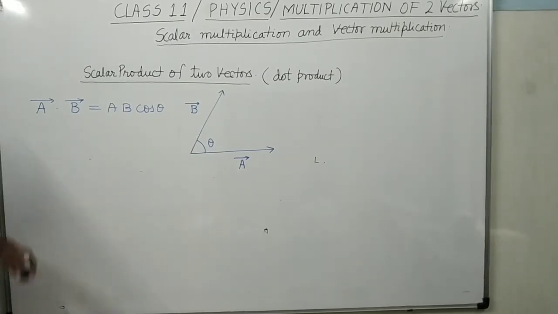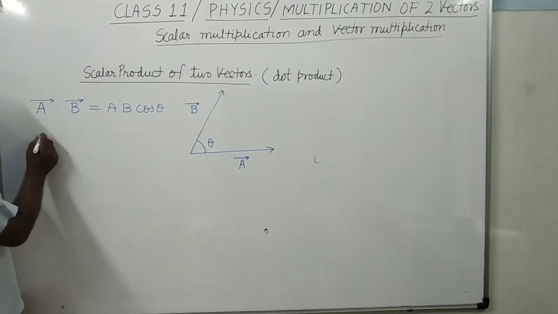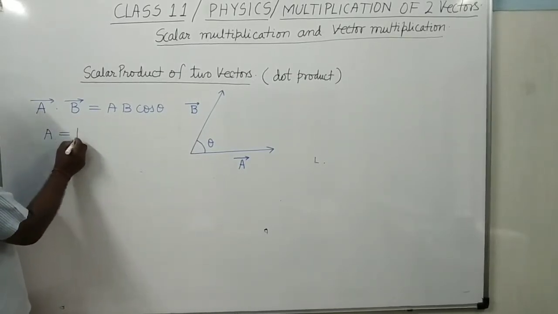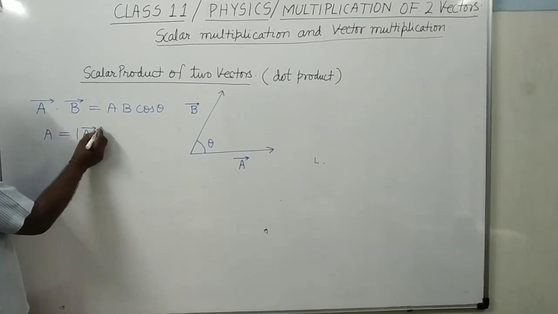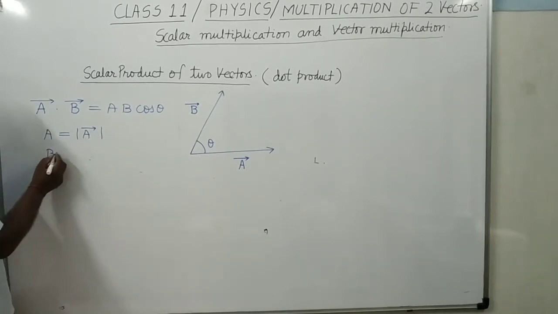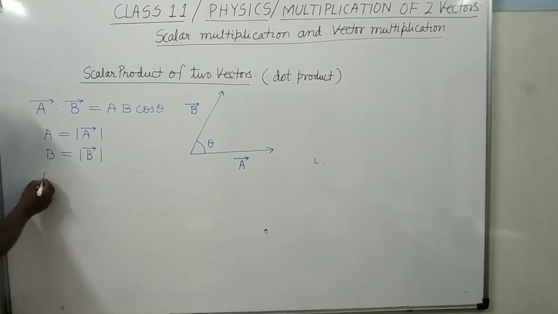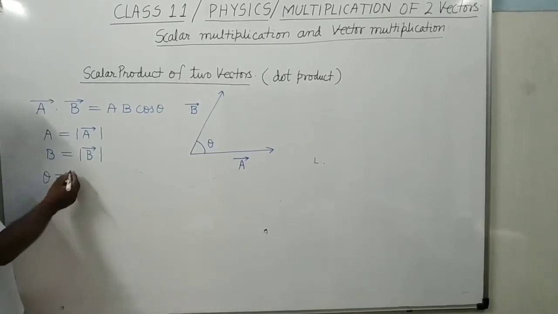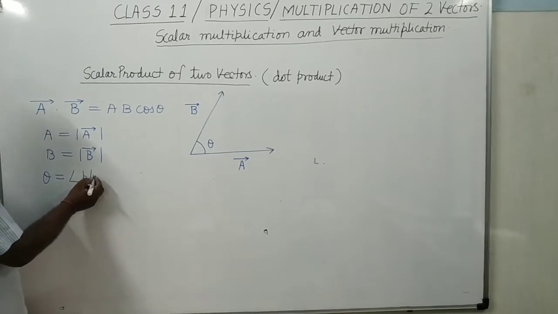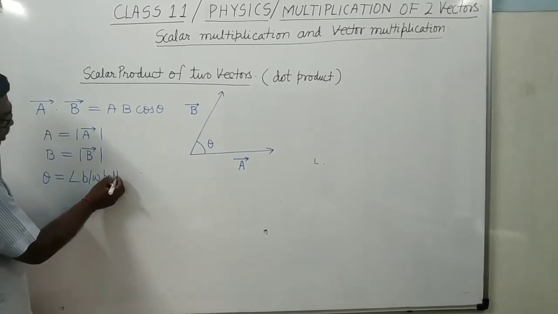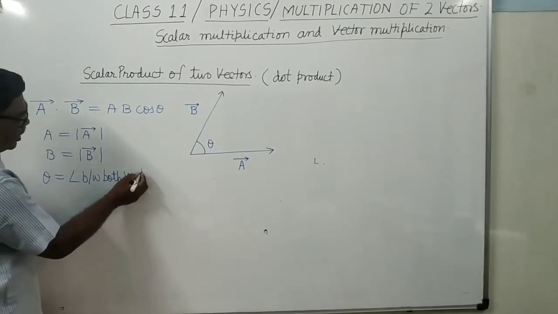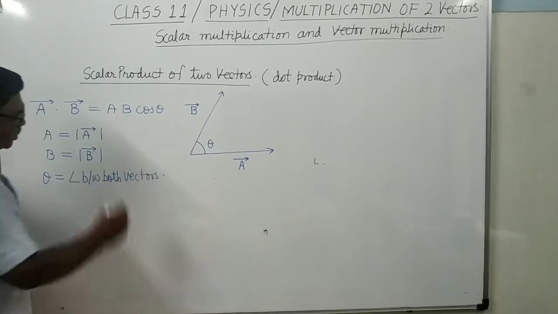Vector A dot vector B equals AB cos theta, where A is what? It is the modulus of vector A, meaning the magnitude of vector A. B is what? It is the modulus of vector B. And what is theta? Theta is the angle between both vectors. It's clear?